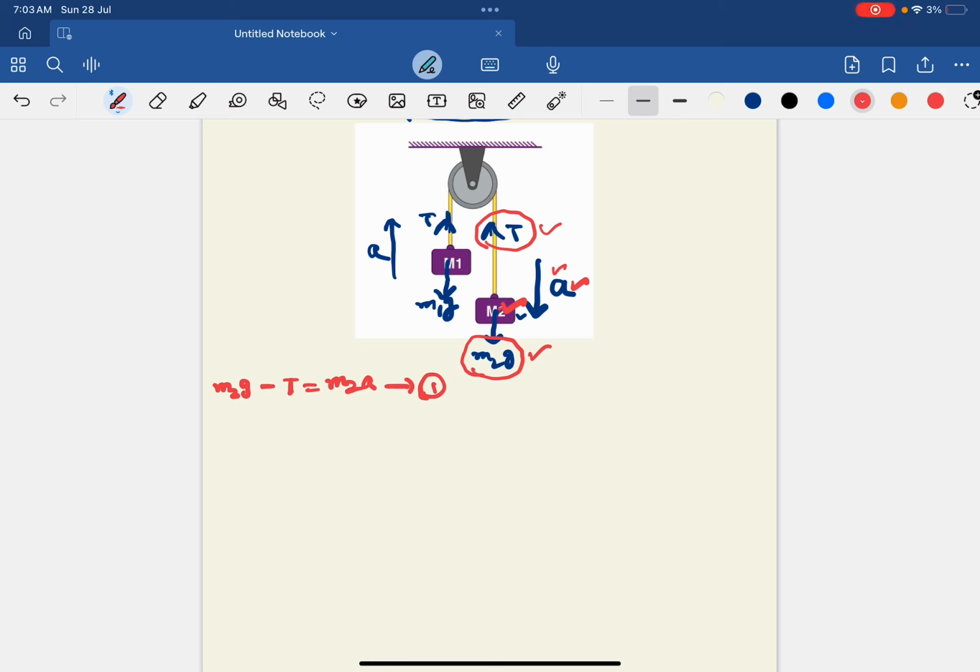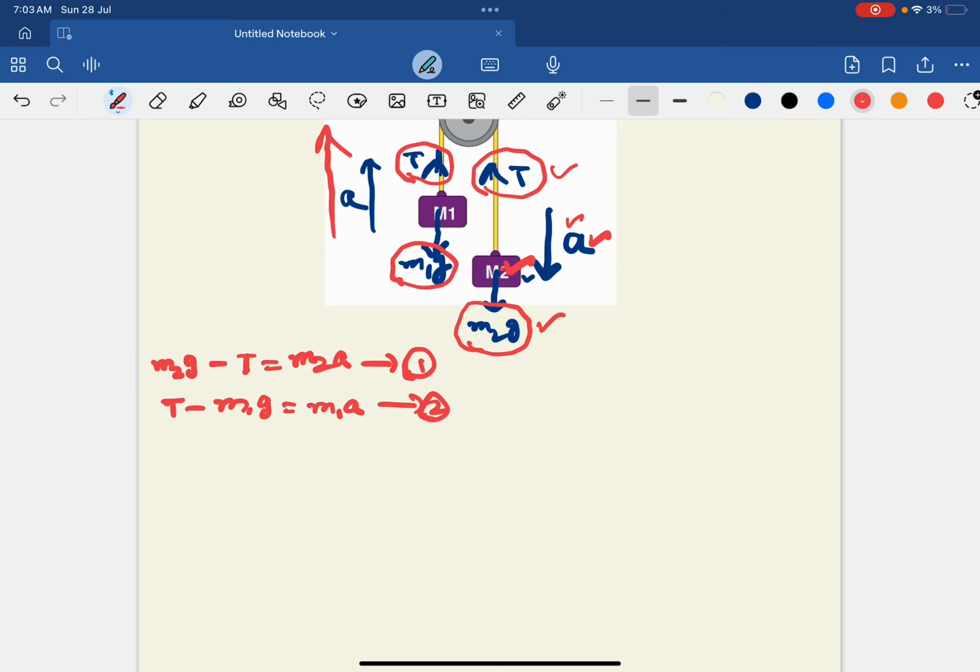Whenever the second block is coming downward, automatically the first block is moving upward. In that case, tension is the action and m1g is the reaction. So T minus m1g is equal to m1a. Let us call this equation number 2. Now we can add these two equations, 1 and 2.